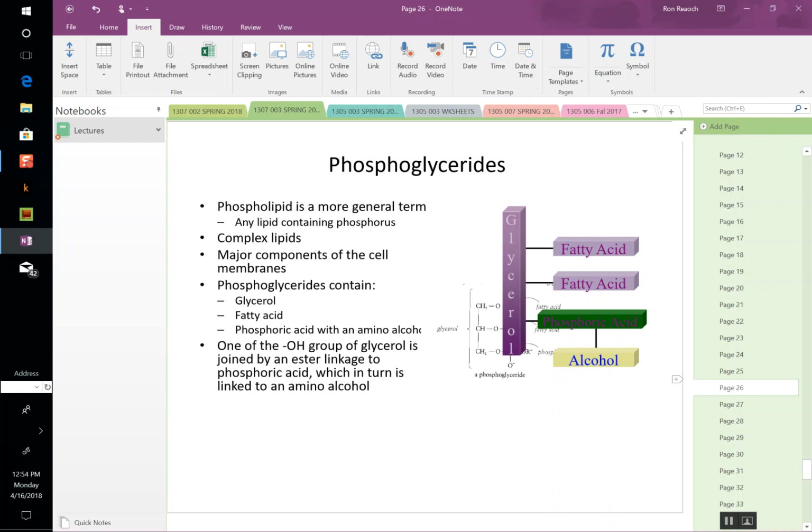All right, and then you got your 3 fatty acids coming off here. They're longer than this. Might have a double bond in there. This is your triglyceride. The phosphoglyceride is very similar.